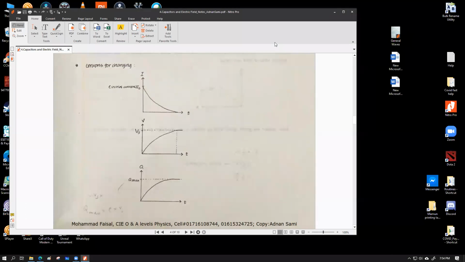Energy is stored by the atomic level deformation of the dielectric medium that is introduced in between the two plates. The atoms have their centers of negative and positive charges deformed, which is a deformation of the electric field pattern. That's how they store the energy.